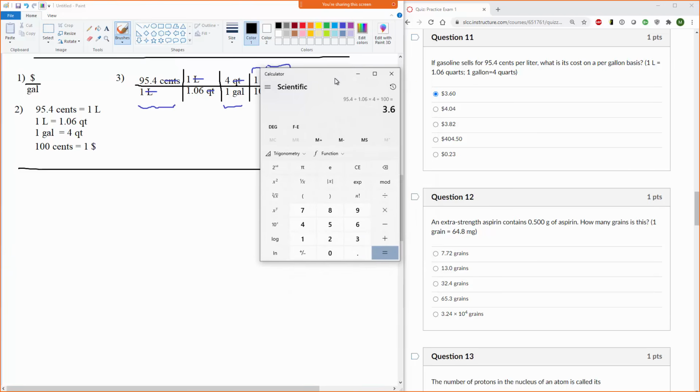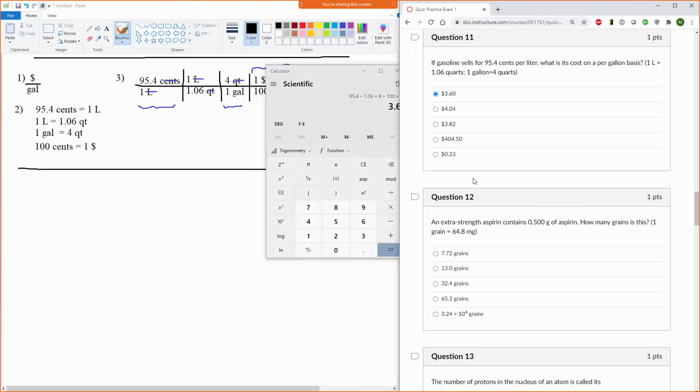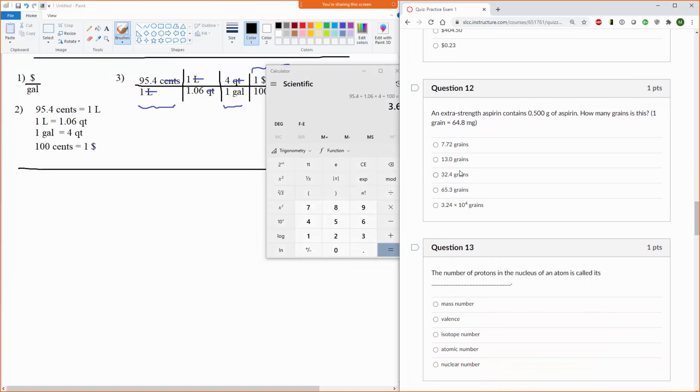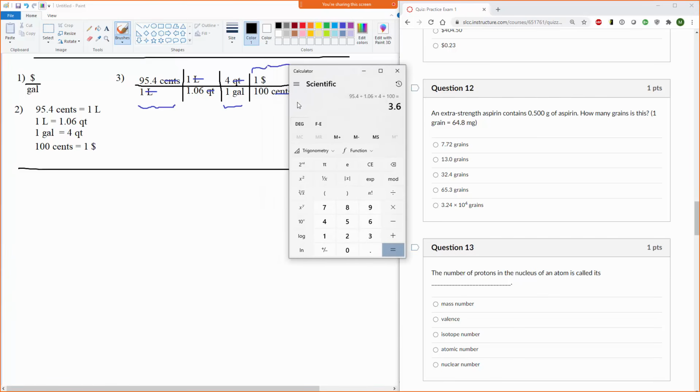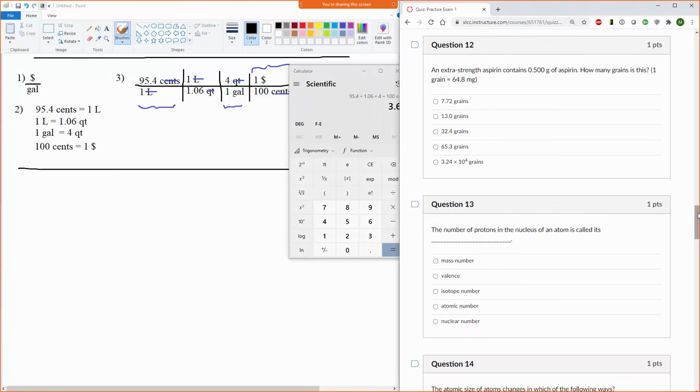All right. Okay. Question 12. An extra strength aspirin contains 0.5 grams of aspirin, and we want to know how many grains this is. Grains is an old-timey kind of conversion factor that's used in the pharmacy. It's still used in some places today, actually.